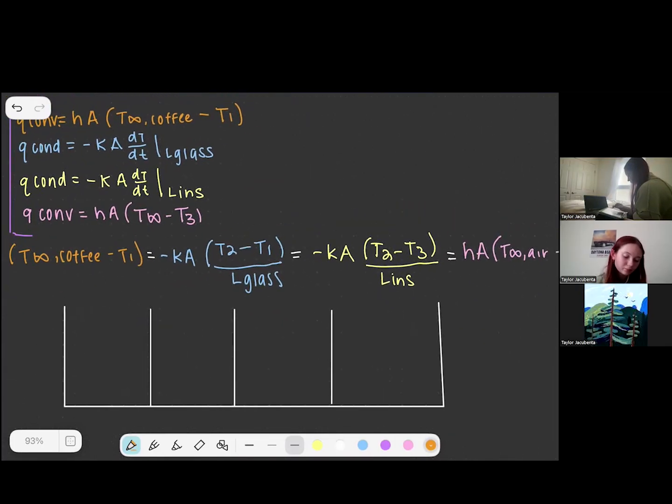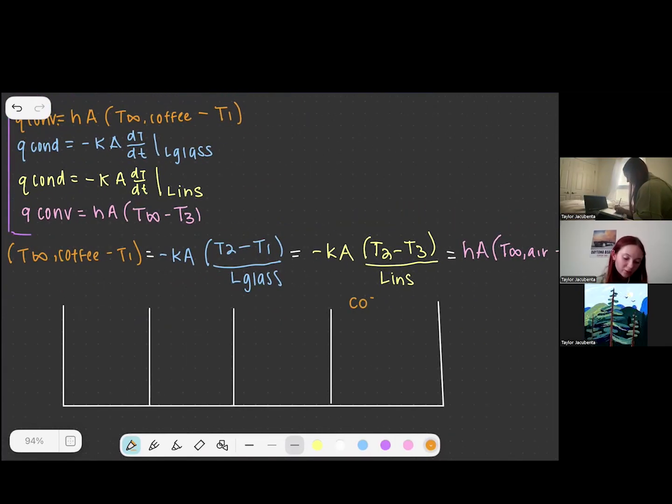Okay, so this is of our coffee. This is of our air. This is glass, and our insulator. So we have T1, T2, and T3.